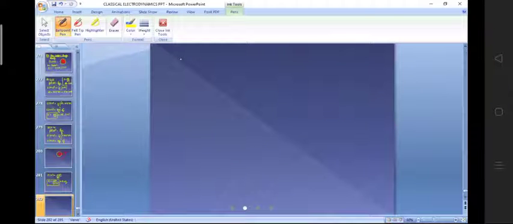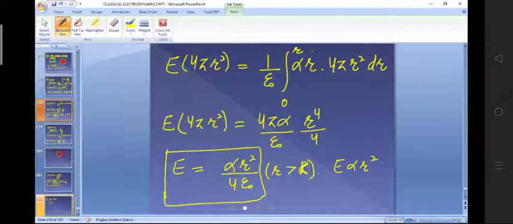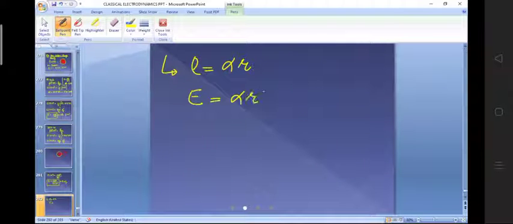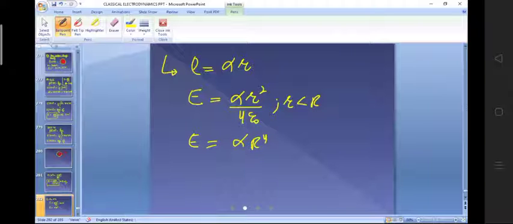Okay? So here I am going to summarize the result, where rho was equal to alpha multiplied by r. Electrostatic field inside is directly proportional to r square. So how much did it come out? That's equal to alpha into r square divided by 4 epsilon naught. This is true when small r is less than capital R, and outside it is equal to alpha R to the power 4 divided by 4 epsilon naught multiplied by small r square. This is true when small r is greater than capital R, isn't it?